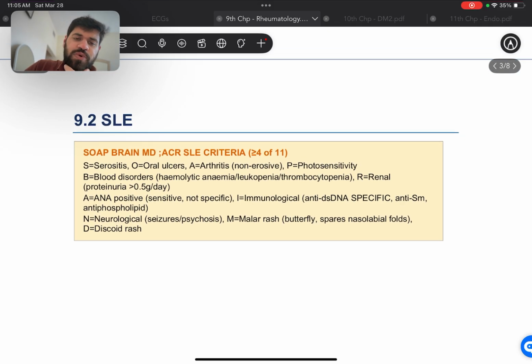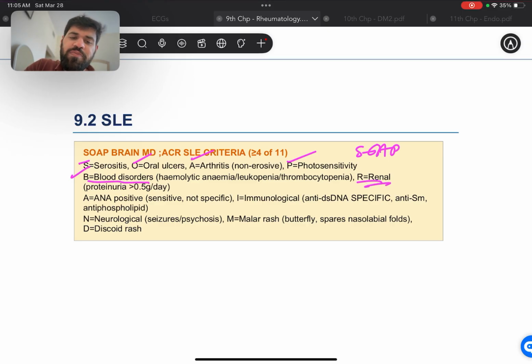So for SLE, the way I like to see it, so brain MD, which are ACR SLE criteria. So it is supposed to be more than or equal to 4 of the 11 criteria we have to diagnose with SLE. All right. So S is for serositis, O for oral ulcers, A for arthritis, non-erosive arthritis, and P for photosensitivity. That's SOAP done. Now moving on to brain MD, B would be blood disorders.